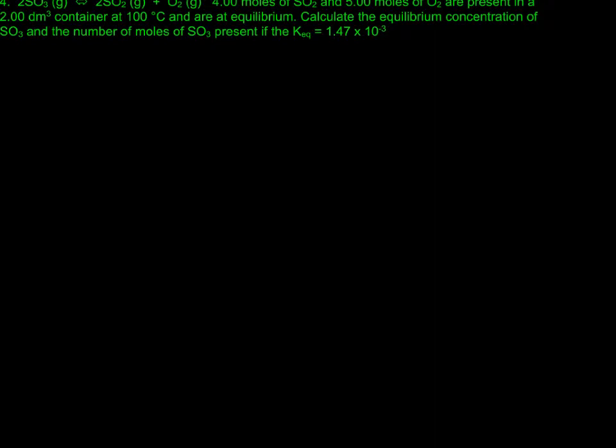In the next problem, you might not be able to read the question. You have sulfur trioxide giving you sulfur dioxide and oxygen. 4 moles of sulfur dioxide and 5 moles of oxygen are present in 2 decimeter cube container. At equilibrium, calculate equilibrium concentration of SO3 and the number of moles of SO3 present. Similar to the problem you did before, except one extra step. How many moles would you have? So I write the equation one more time. SO3, gaseous, equilibrium established, gives you sulfur dioxide plus oxygen, gas.